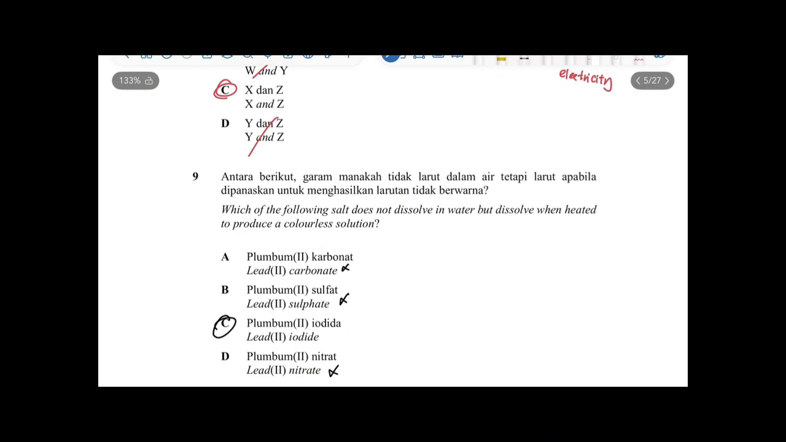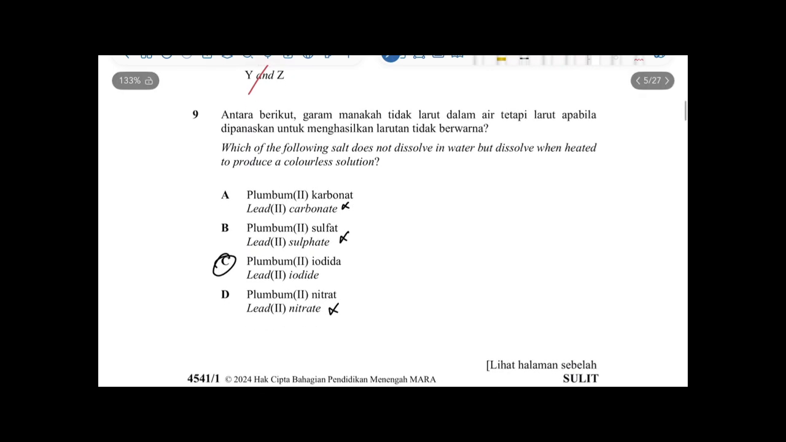Okay, question 9. Which of the following salts does not dissolve in water but dissolves when heated to produce a colorless solution? For your information, A and B are insoluble salts, so they will not dissolve in water. Lead(II) nitrate will dissolve in water. This is soluble. So the answer will be C, which is lead(II) iodide. This requires students to memorize a bit of the classification of salts based on their solubility.